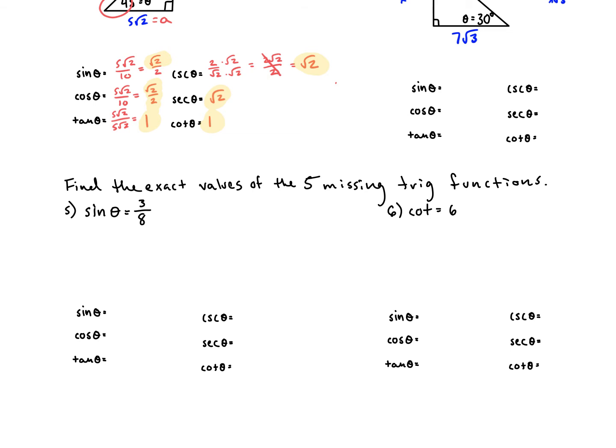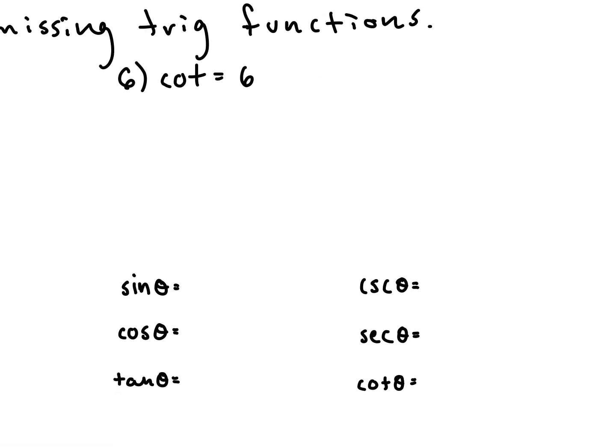Find the exact values of the 5 missing trig functions. Do you want to do 5 or 6? Let's do 6. So I have the cotangent is equal to 6. What's my denominator here? 1. So it's 6 over 1.